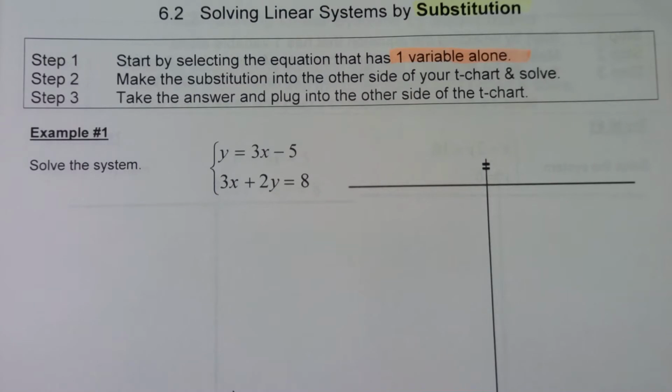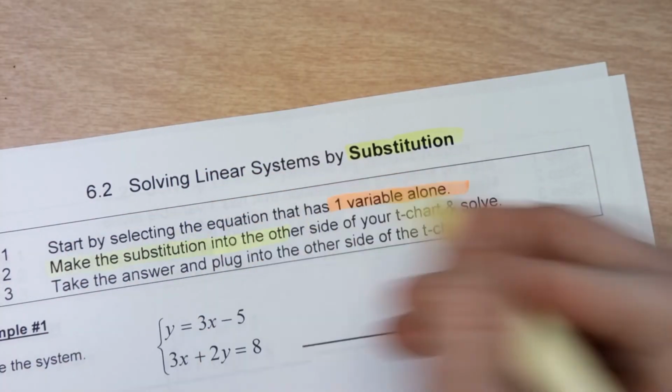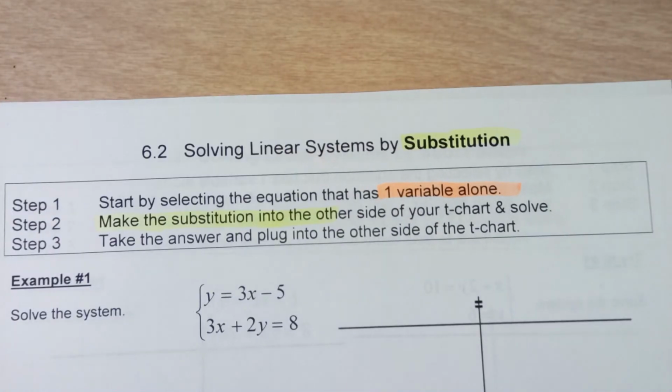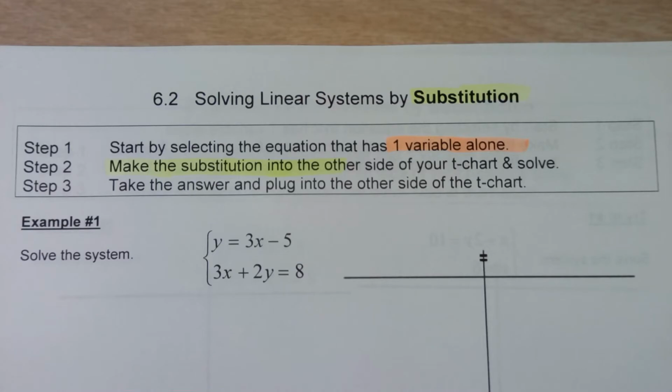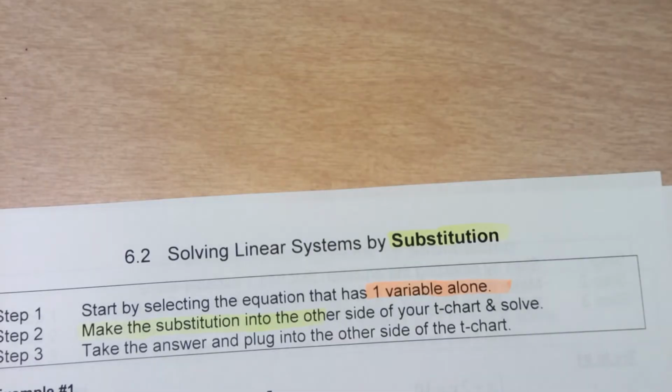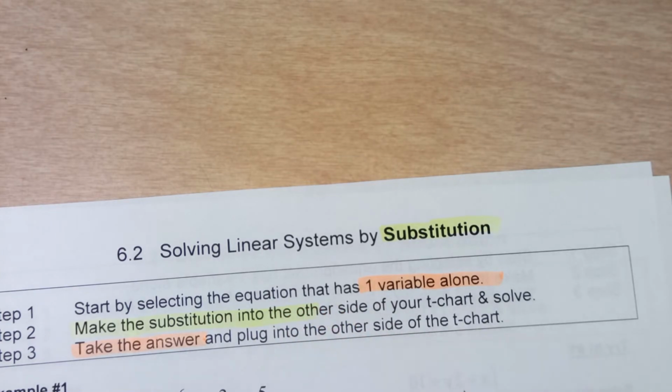Step 2 is to make a substitution into the other side of your t-chart and solve. I'm just going to highlight that. And then step 3, we take the answer and plug it into the other side of the t-chart. So step 3, we take the answer and then we plug it in.